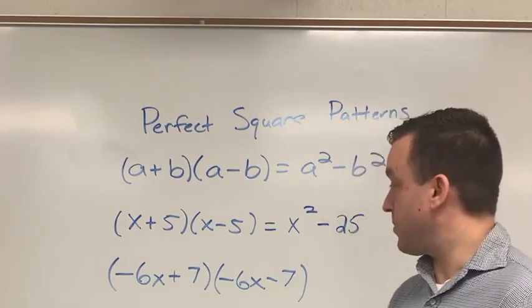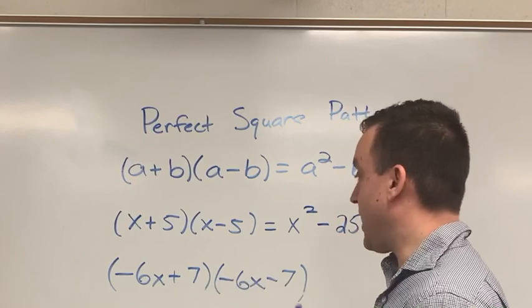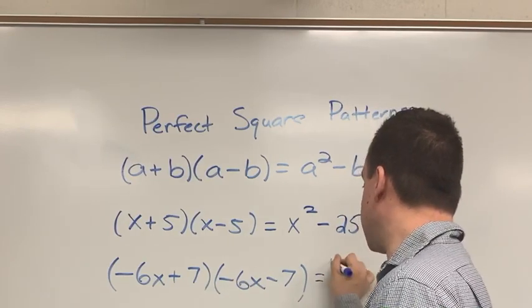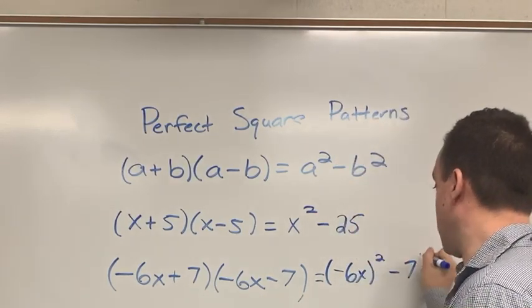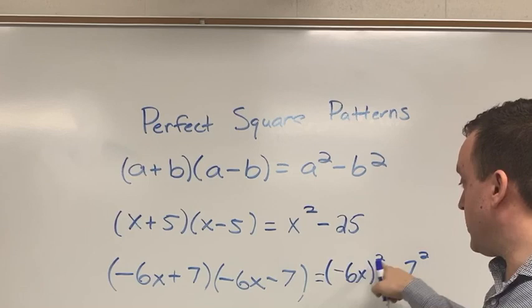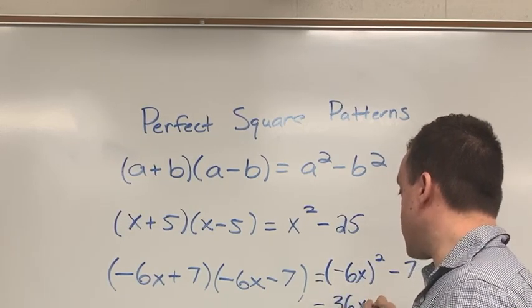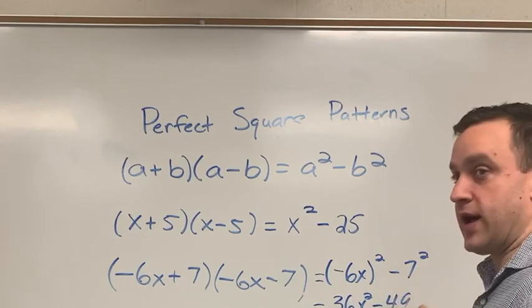Looking at a more complicated example, we see that we have negative 6x and then plus 7 and then minus 7. So this is going to work out to be negative 6x squared and then minus 7 squared. If I work that out, negative 6 squared is actually 36. So we would have 36x squared, and then minus 7 squared would be minus 49.